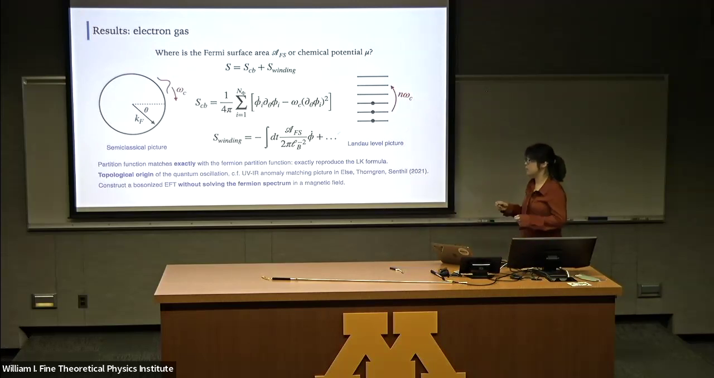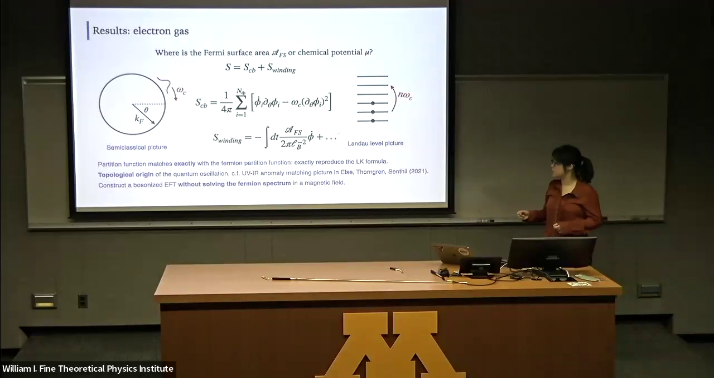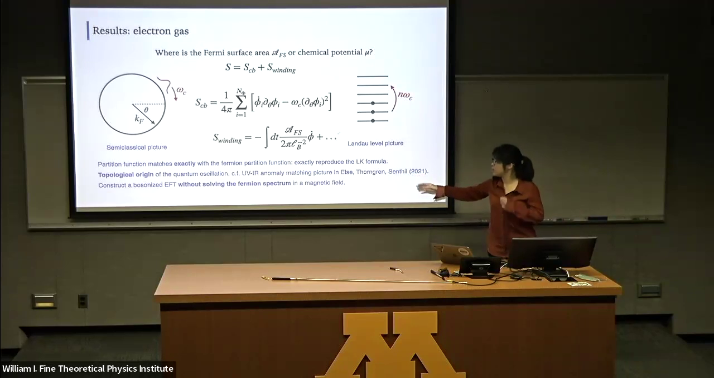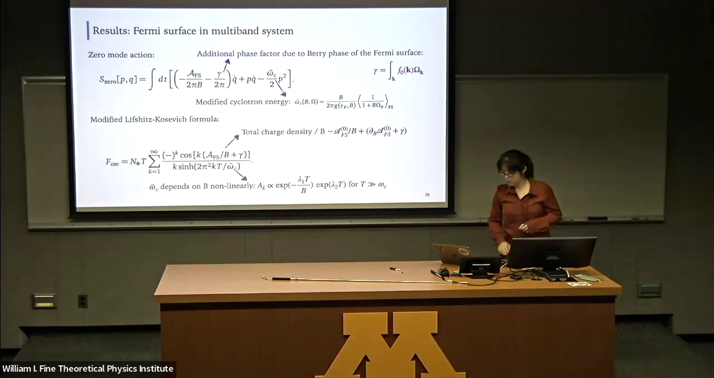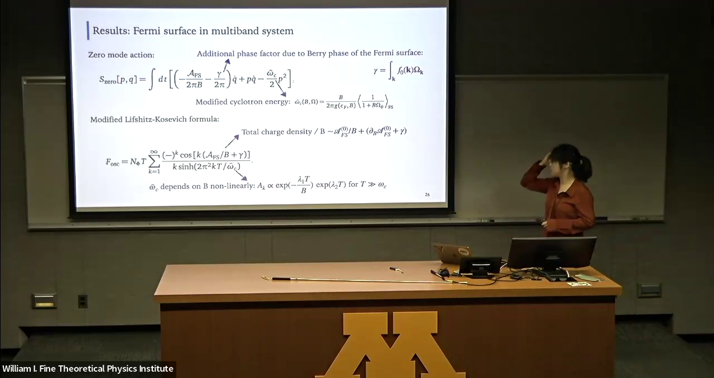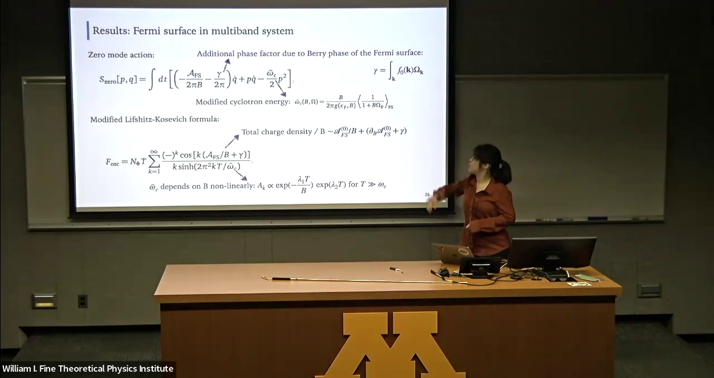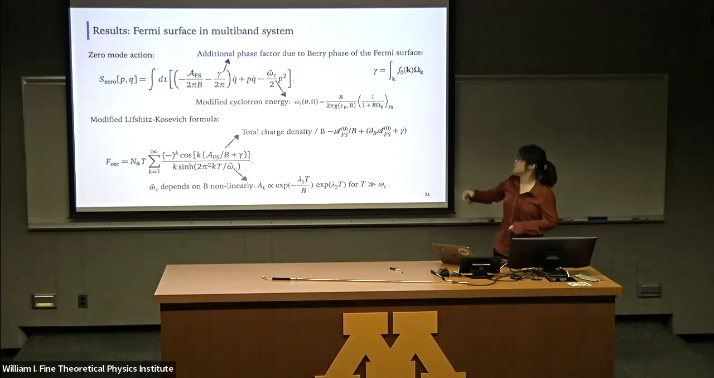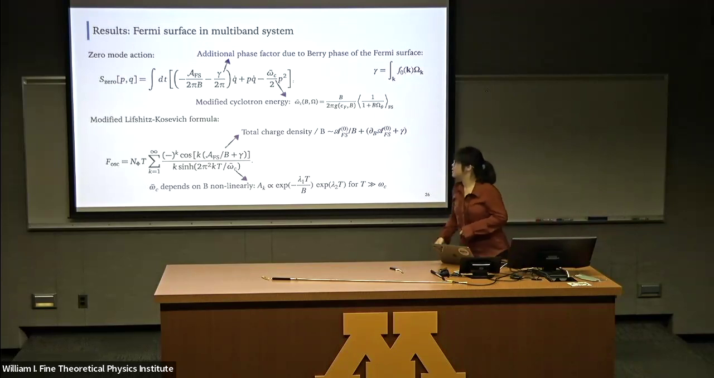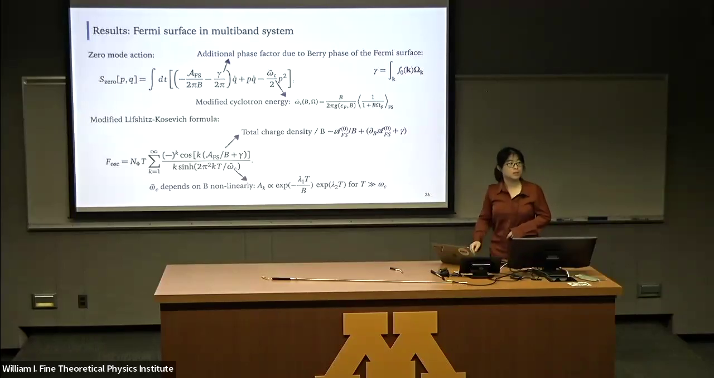Also, I want to emphasize, going back to the goal of this work, that we can construct this Gaussianized EFT without really solving the fermion problem at all. We can also generalize it to multiband systems, and we find that the Berry curvature effects also show up in the action for the quantum oscillations, and to first order in the magnetic field, it matches with the known semi-classical results.